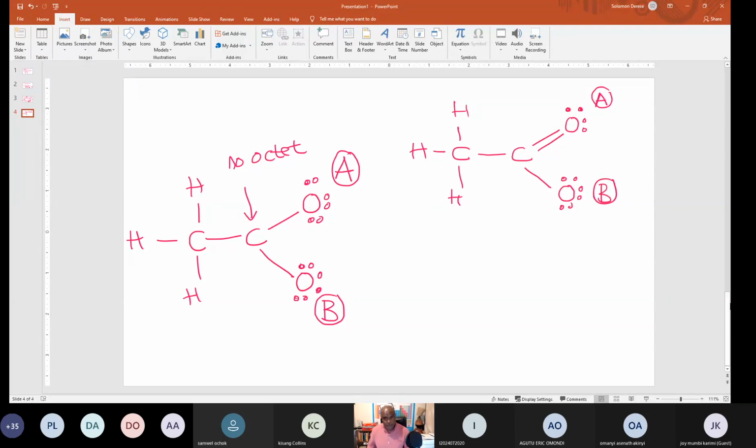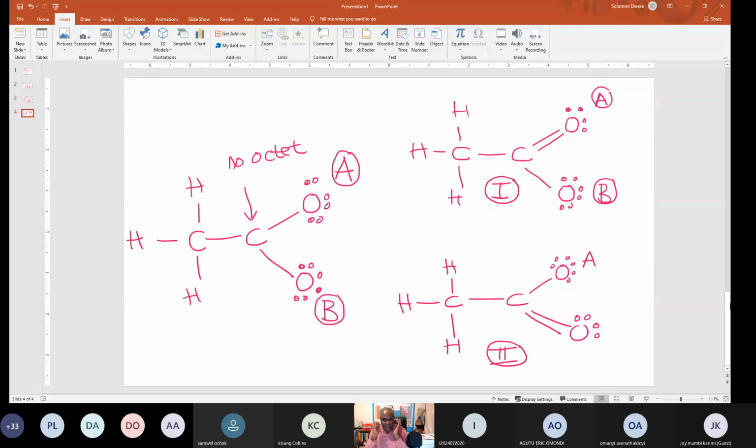This is one possibility. The other possibility is to use the electrons of oxygen B to form a double bond with the carbon. So this one will be a single bond, while this one will be a double bond. Okay, how many structures do we see now for the acetate ion? This structure, which I can call Roman number 1, and this other structure, which I call Roman number 2.